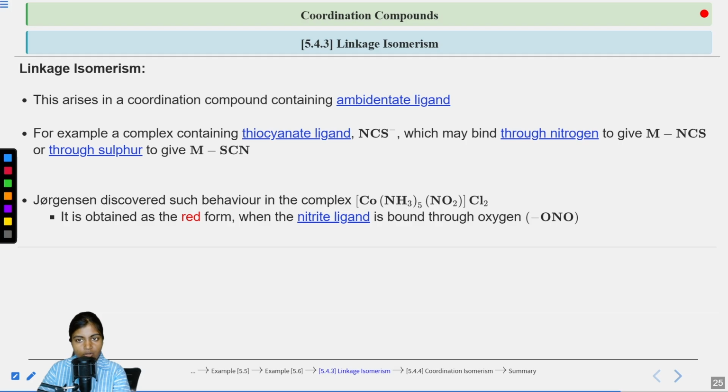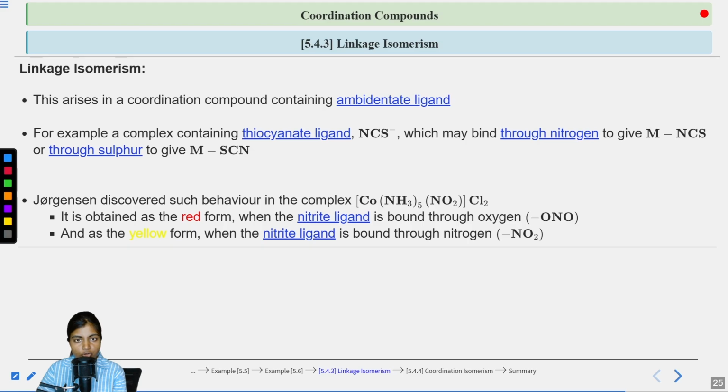So when this ONO type of bond forms, that means oxygen forms the bond with the cobalt, the central metal ion, and this complex is obtained in the red form. Similarly, it is obtained in the yellow form when the nitrite ligand is bound through the nitrogen. This is an ambidentate ligand, so it can bind through nitrogen and oxygen. When it binds through oxygen, the complex color is red, and when the nitrite ligand is bound to the cobalt through nitrogen, the complex color is yellow. This is the difference which Jorgensen observed in this complex.